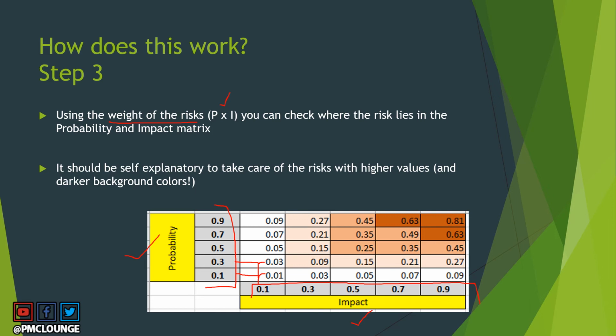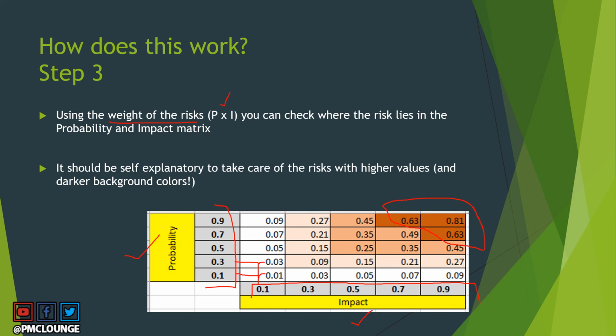Now, it should be self-explanatory here that risks with higher weight, 0.63, 0.81, 0.63, if you have risks in this area, they should basically get your attention. These are the ones that your project team needs to focus on. These are the ones that are extremely important. They may not be urgent, but they are very, very important.